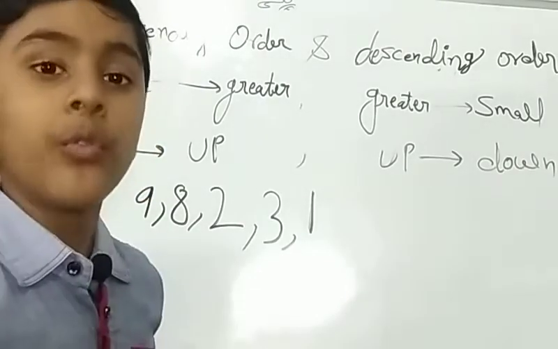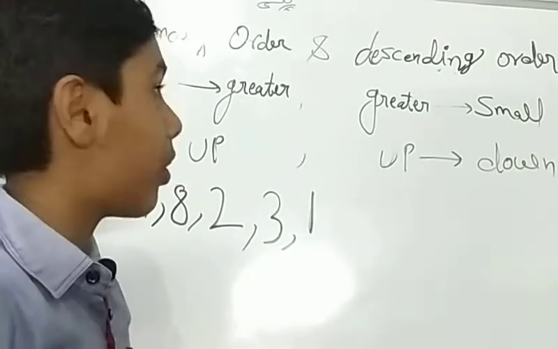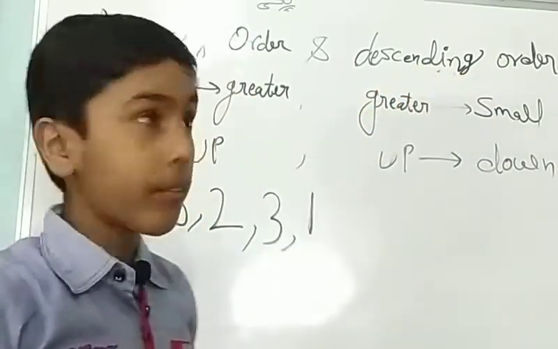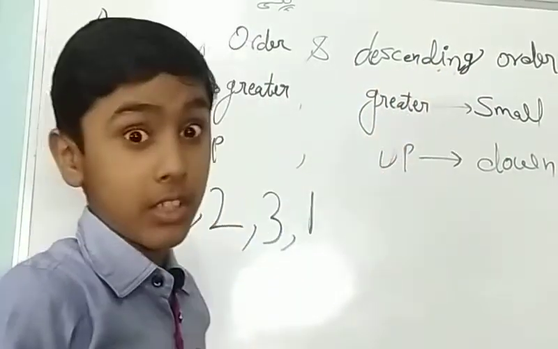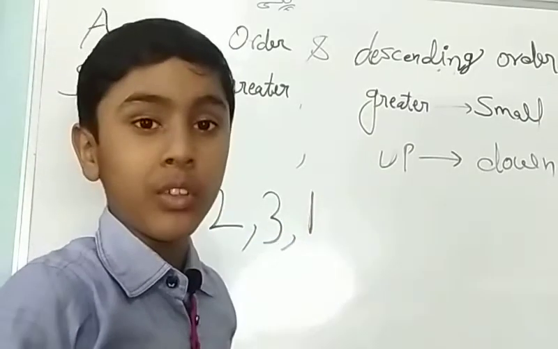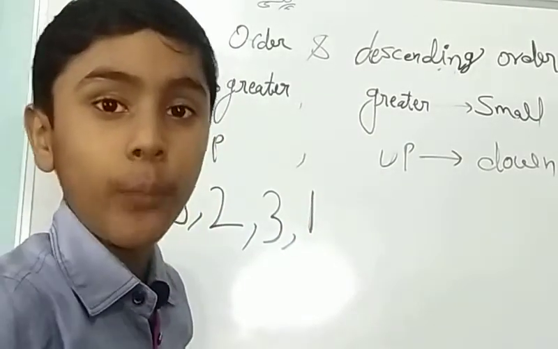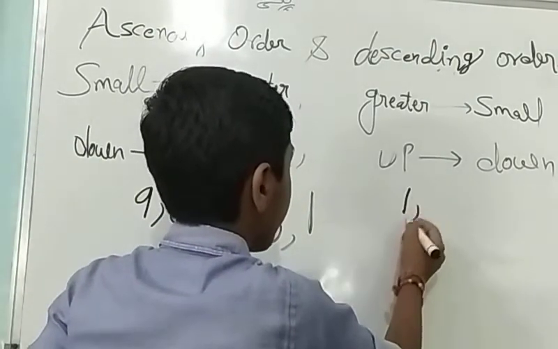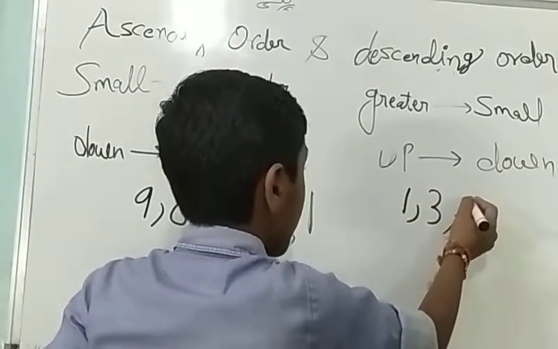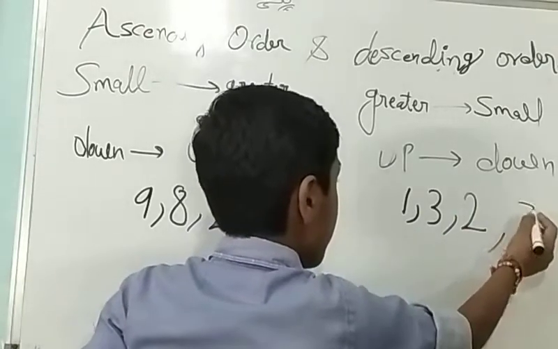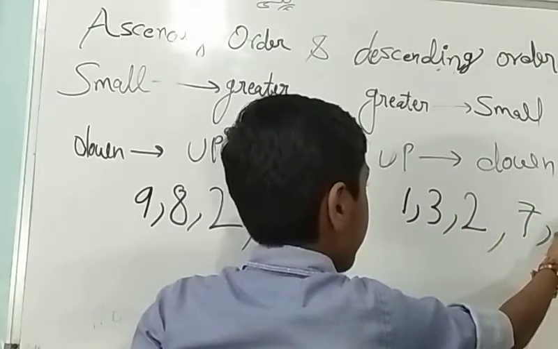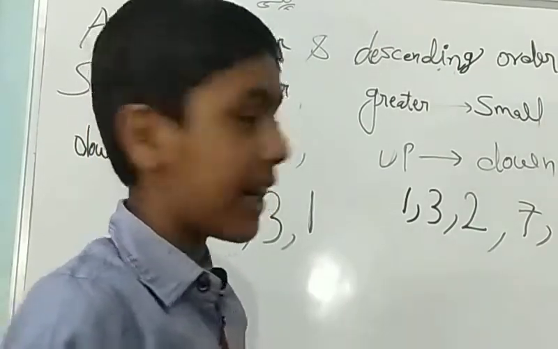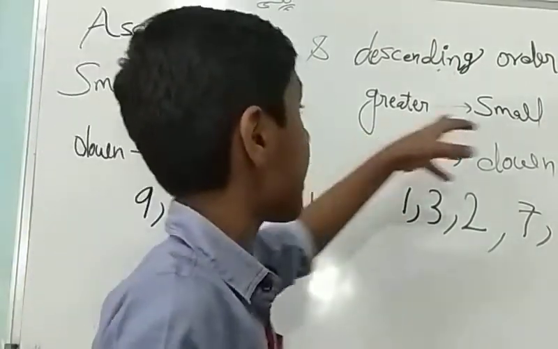Okay. Now we are going to do descending order. It also has many names: descending order, greatest to smallest, up to down. So now we are going to do descending order. See, we are taking 1, 3, 2, 7, 9. So see, now the answer is greatest to smallest.